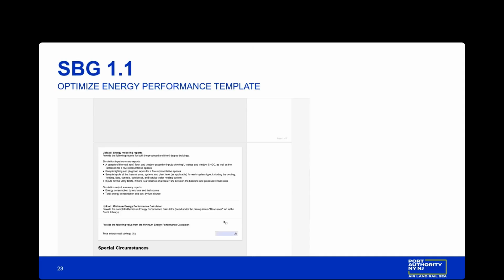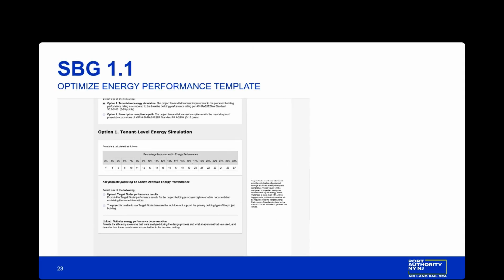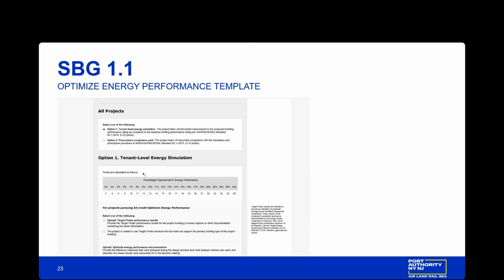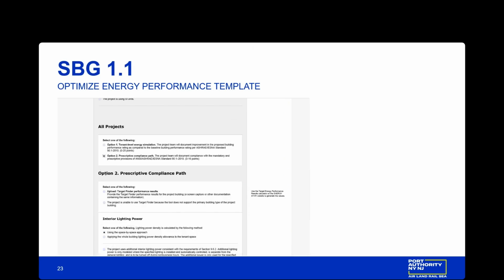Here, if your energy model says that it's a 20 percentage improvement by cost, then this project would yield up to 22 points. The advantage of doing that is that you have way more additional points to achieve. The prescriptive compliance path, you can only achieve up to 16 points. But when you select option 2, you can select whether you have Target Finder performance results. If you do, which is an EPA software, you can upload a screenshot of that.